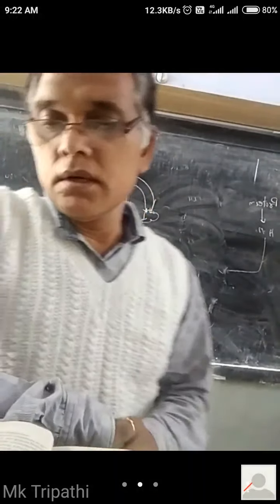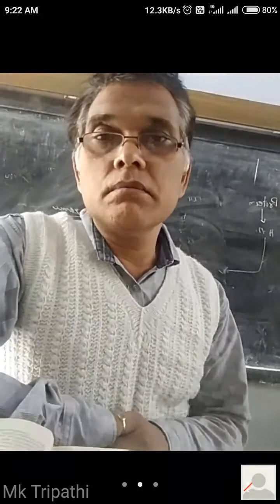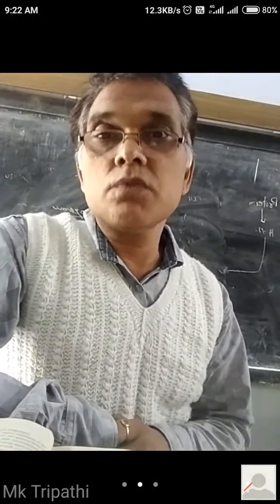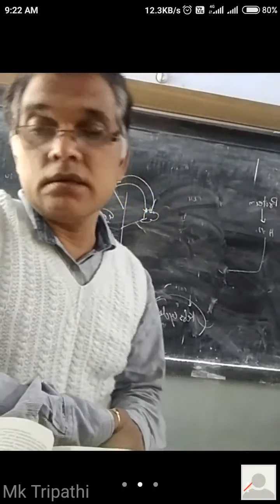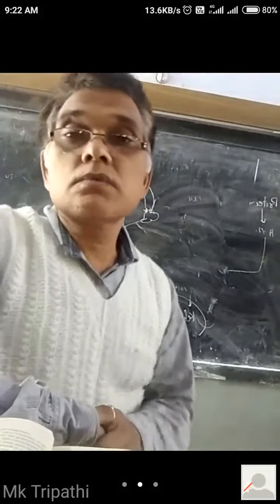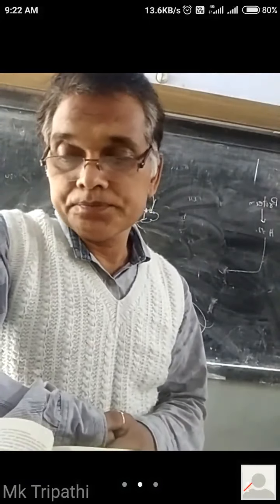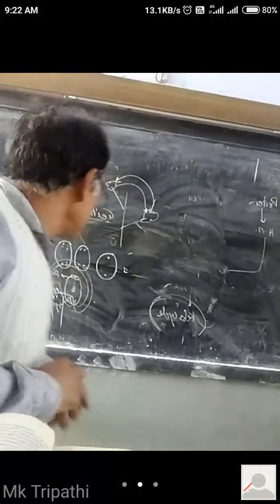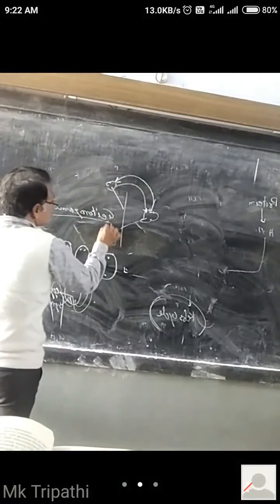Geitonogamy requires chasmogamous flower, means open flower is there. It is a false cross pollination. And the third type of pollination is xenogamy.